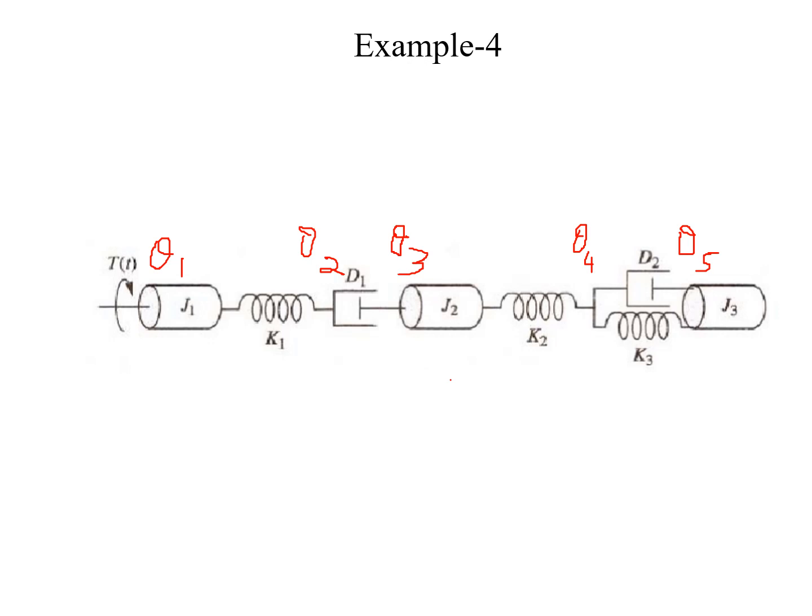And now if we try to draw the mechanical network for this, I need to consider 5 nodes. So 1, 2, 3, 4, 5. 5 nodes you need to have. Now here for theta 1 I need to connect my torque and J1, so connect your torque here. So this is my T, and inertia element J also should be connected here, so it is J1.